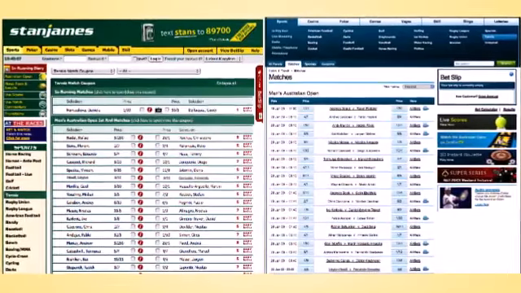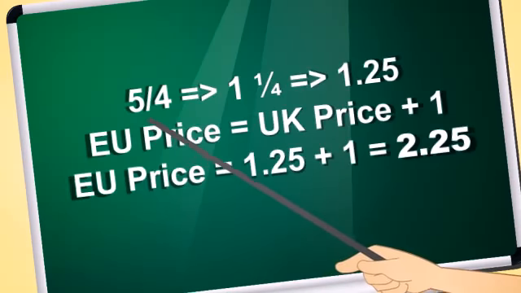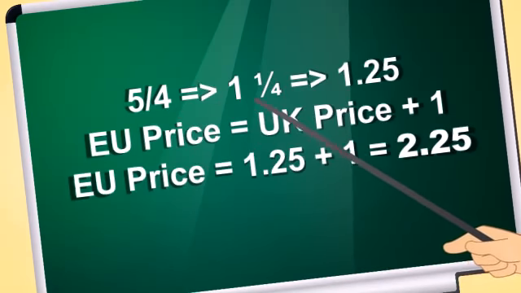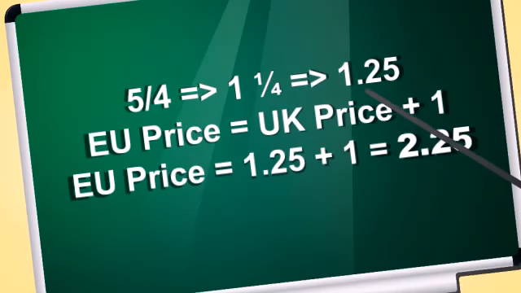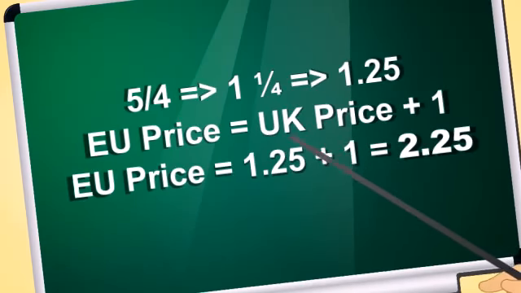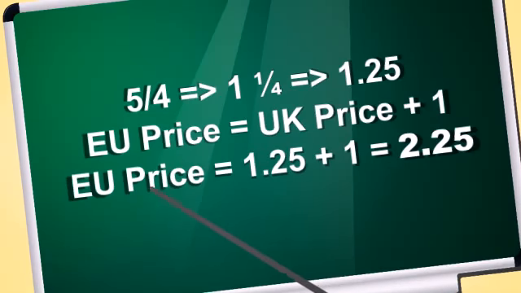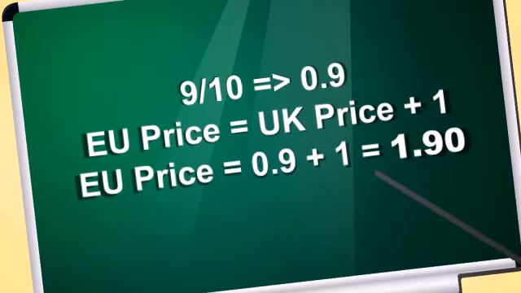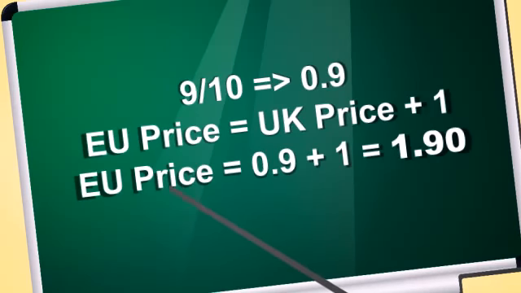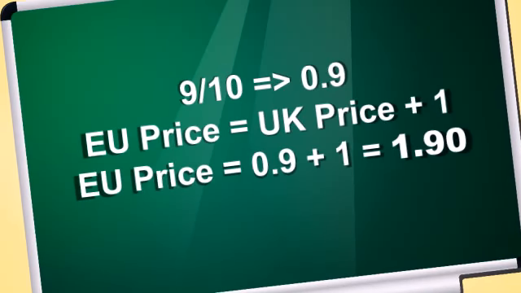Let's go back to the example we glossed over in the first lesson, and this time let's look at the detail. We're looking at Leighton Hewitt versus Fernando Gonzalez, and we're going to take William Hill's 5 to 4 on Gonzalez, together with Stan James's price of 9 to 10 on Hewitt. Let's first convert the UK prices into their European equivalents. 5 to 4 converts to 1 1/4, which is the same as 1.25. Add 1 to turn it into the European price, and you've got 2.25. 9 to 10 is the same as 0.9. Add 1 to this, and we've got a European price of 1.90.